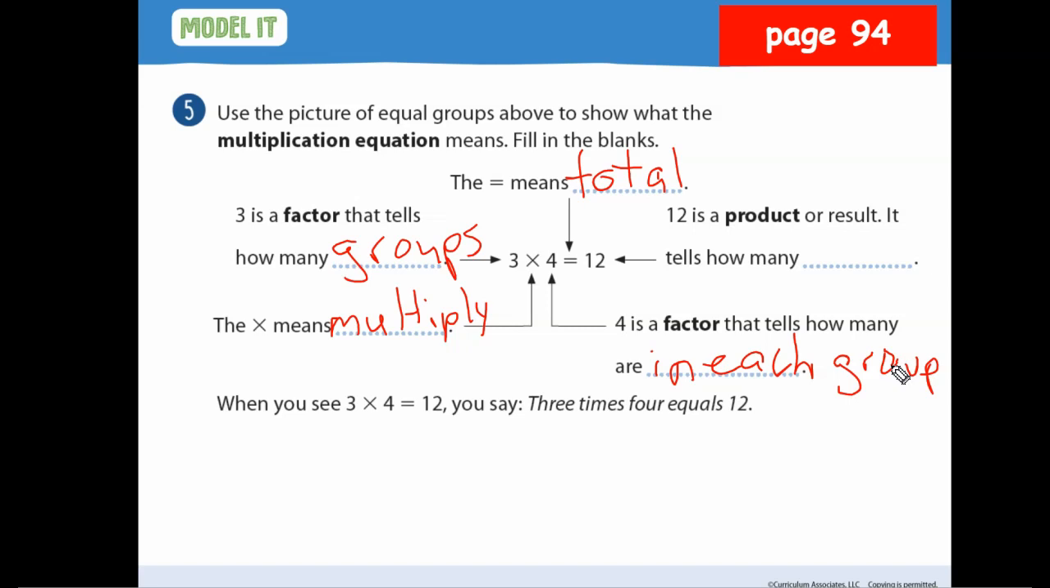It tells how many balloons in total, okay? So when you see 3 times 4 equals 12, you say 3 times 4 equals 12, just like that.